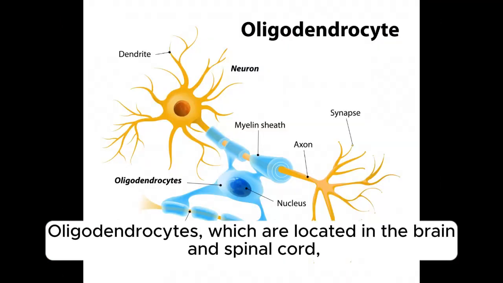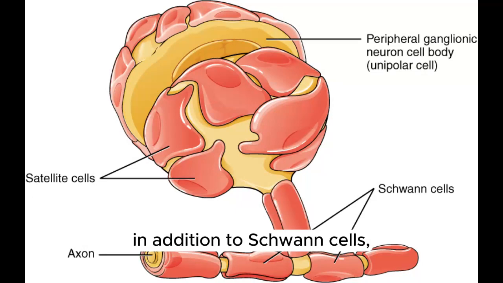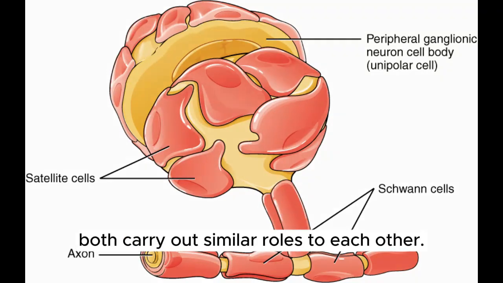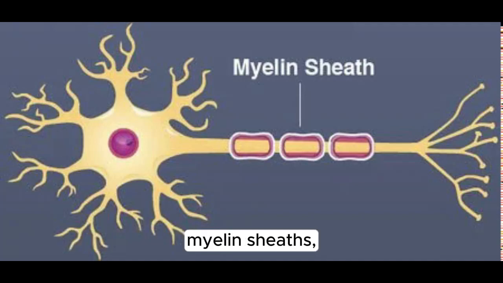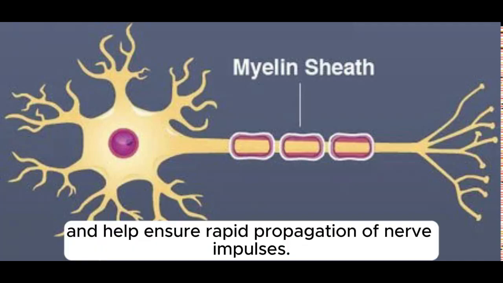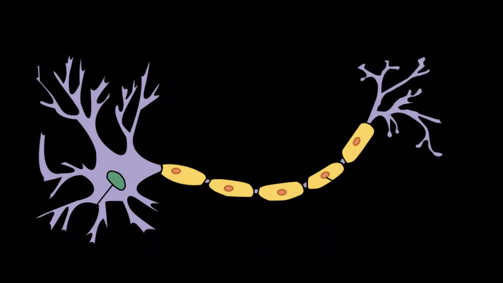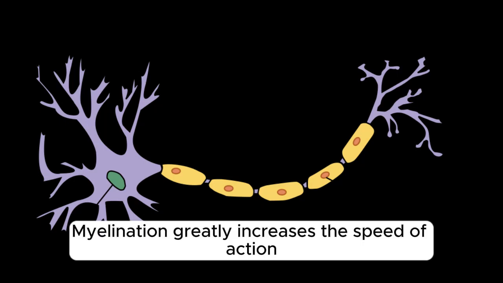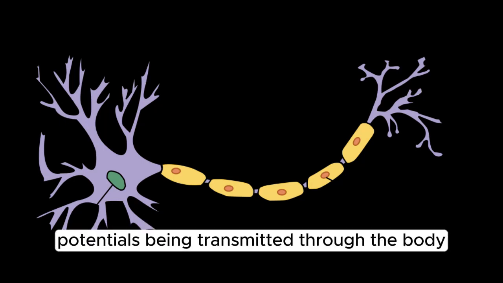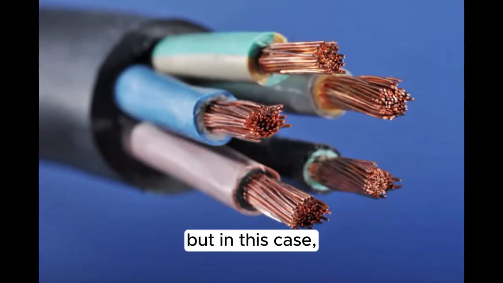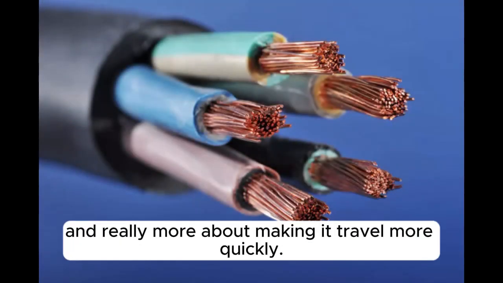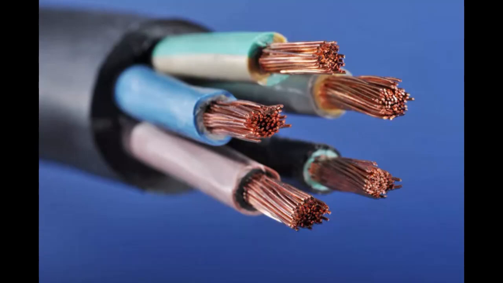Oligodendrocytes, which are located in the brain and spinal cord, in addition to Schwann cells, which are located in the periphery of the body, both carry out similar roles to each other. They're both responsible for the formation of myelin sheaths, which encase axons and help ensure rapid propagation of nerve impulses. Myelination greatly increases the speed of action potentials being transmitted through the body, and you can kind of think of it like insulation on a copper wire, but in this case, it's less about protecting the signal and really more about making it travel more quickly.